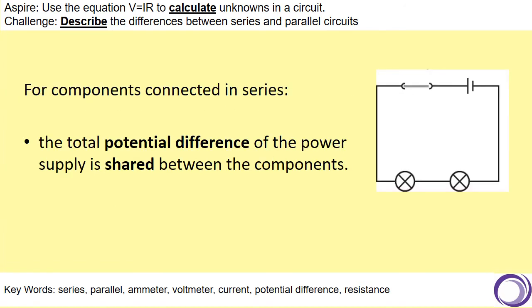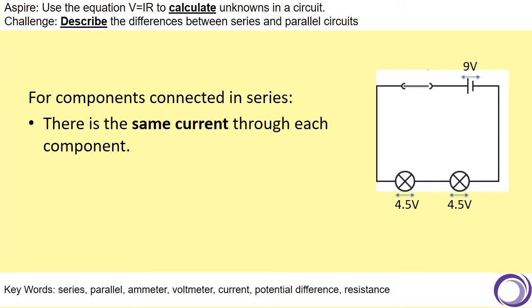So in series, the total potential difference is shared between the components. In this one that I've got here, I always find it easy to explain by putting some numbers in. If I've got 9 volts total across the cell, that 9 volts will be shared across the components, and our components are two bulbs. If the bulbs are identical, we'll have 4.5 volts across each. 4.5 plus 4.5 gives you the 9 that you've got altogether.